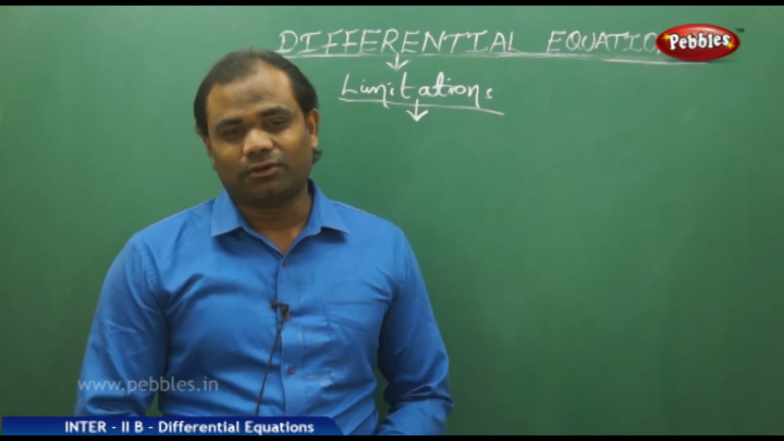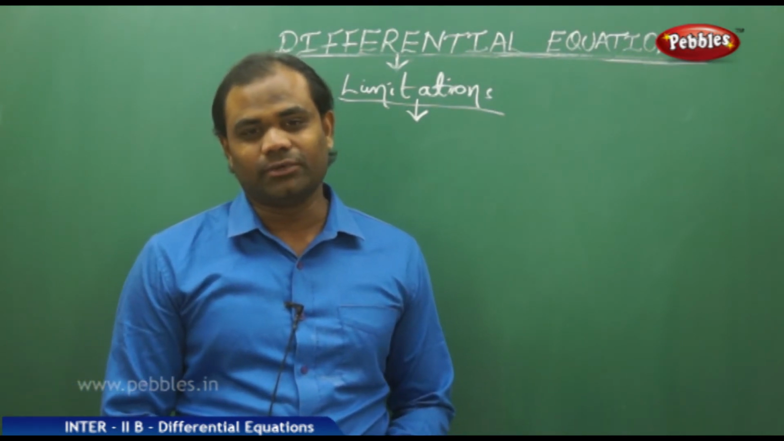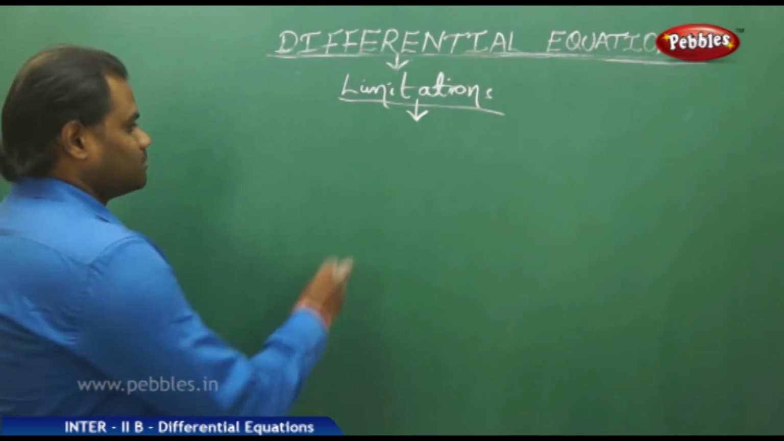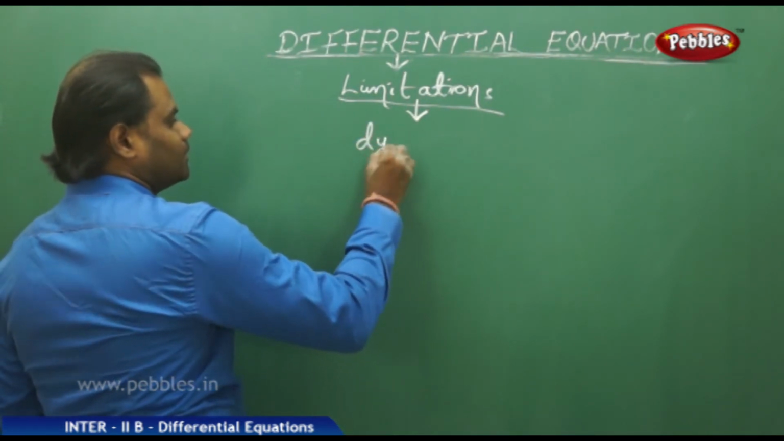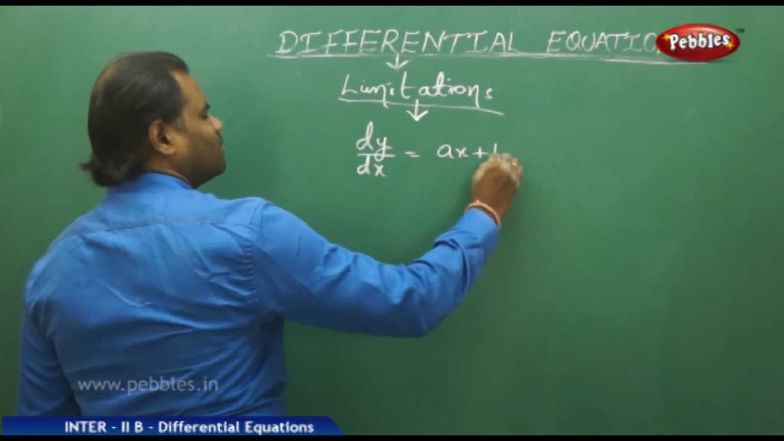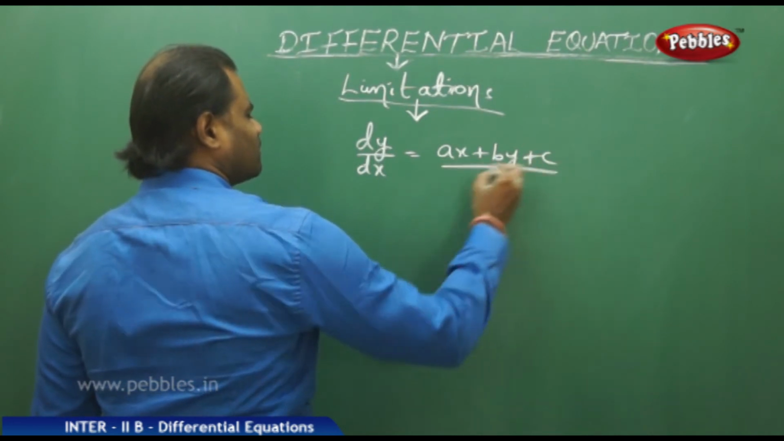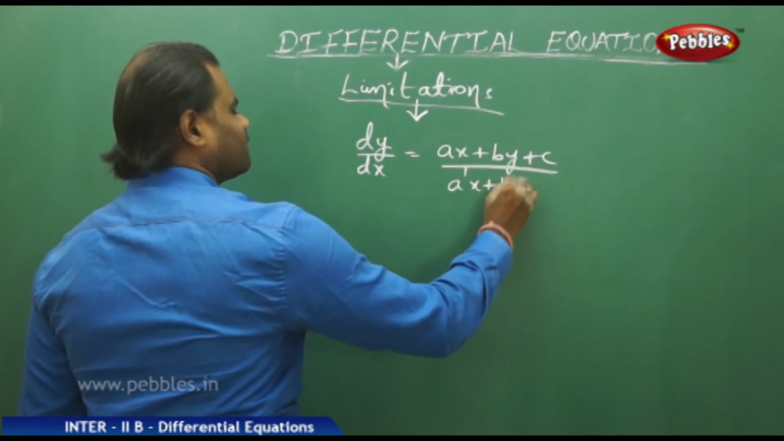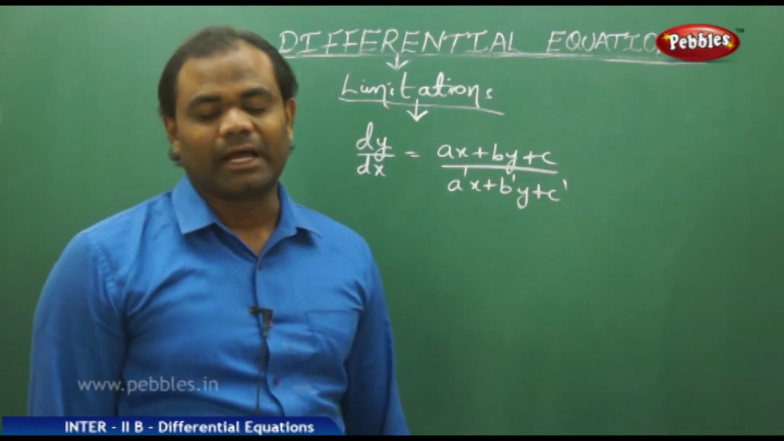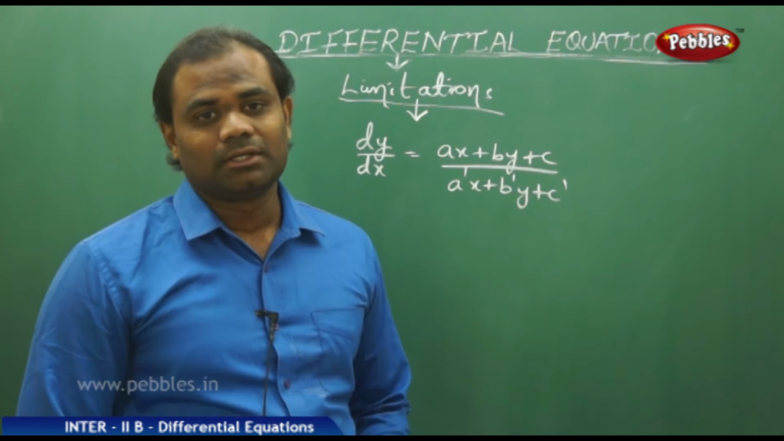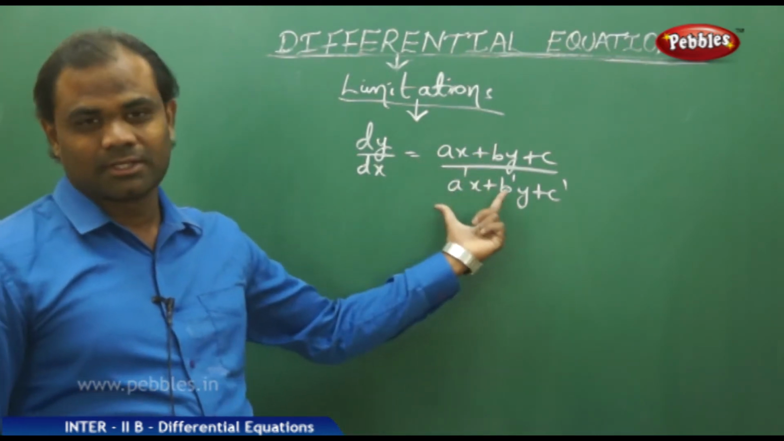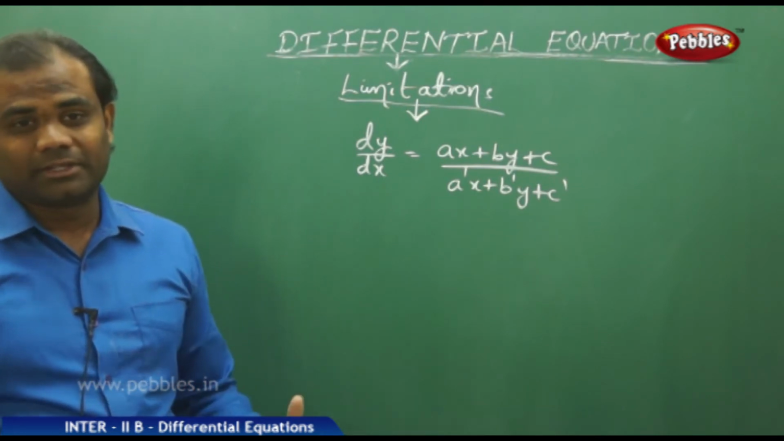The limitations of non-homogeneous differential equation clearly make us understand that if the differential equation is in the form of this, only then I can use the method 3 either with case 1 or case 2, but any other non-homogeneous differential equation other than this cannot be applied with the method 3.